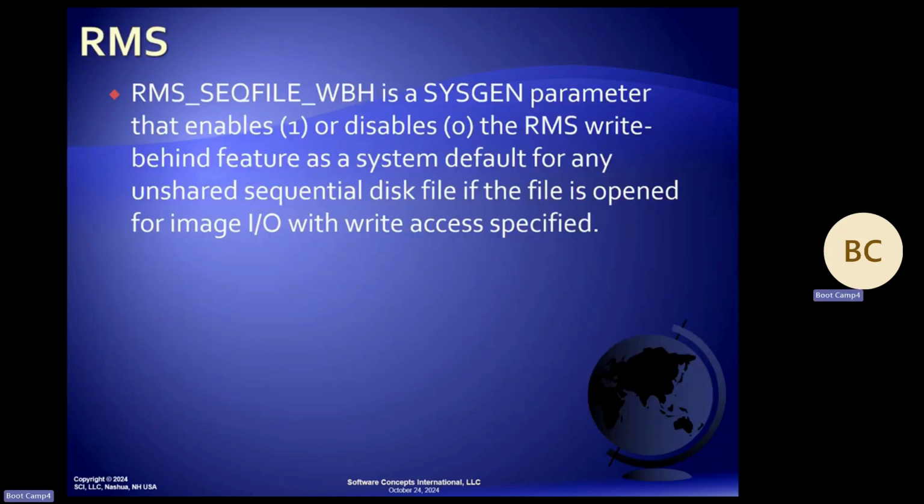There's a SYSGEN parameter RMS_SEQFILE_WBH. So that's a SYSGEN parameter that enables, if you set it to 1, or disables if you leave it at the default value of 0, RMS write behind as a system default for any unshared sequential disk files if the file is open for image IO with write access specified. So this would typically be stuff writing 512 byte blocks. So that can provide you with some performance improvements by default for those across the whole system. So in a lot of our customer systems, we have this trick.